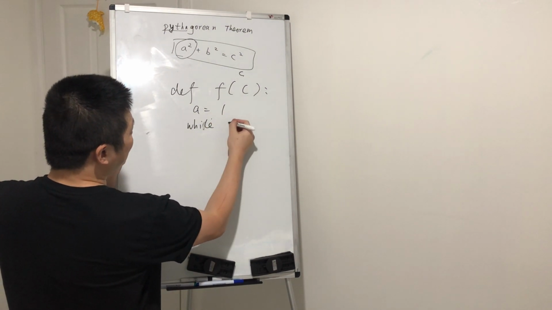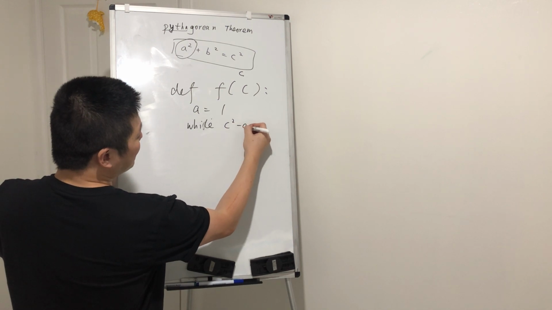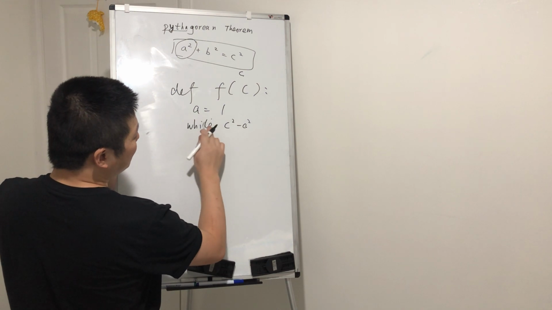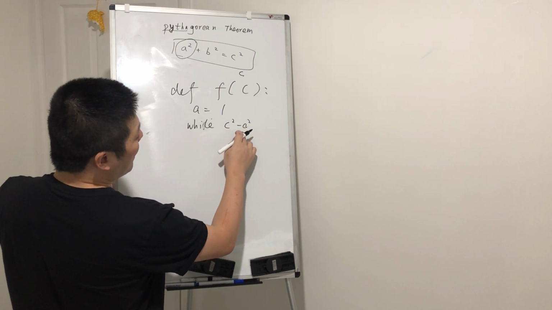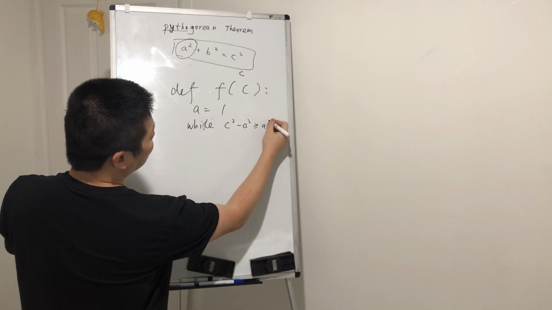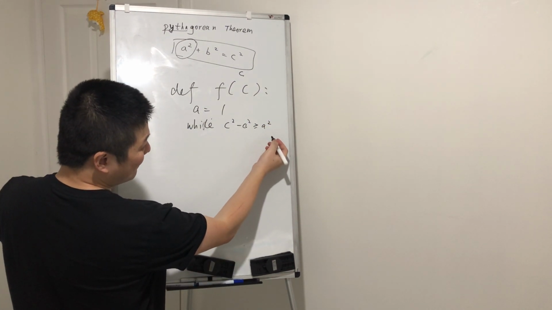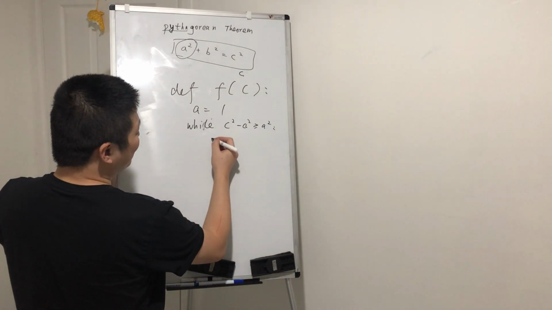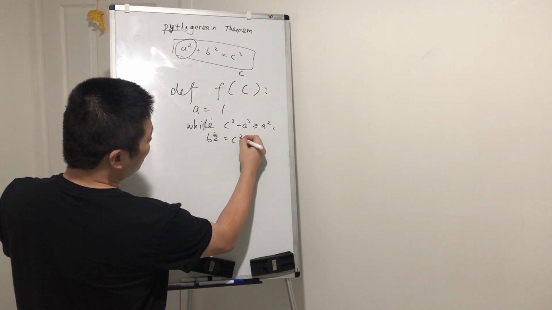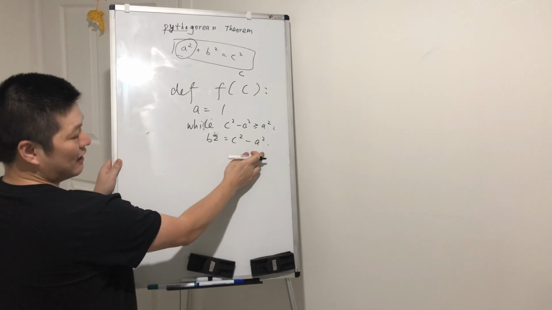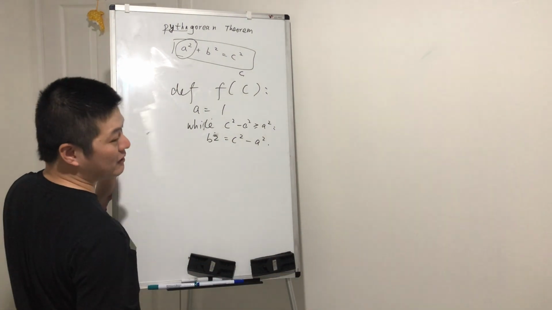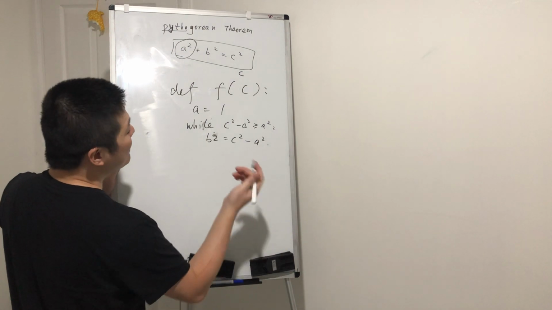We just know C squared minus A squared is B squared, right? If C squared minus A squared is also bigger or equal to A squared, right? Then we need B squared, B2, let's say B2 equals C squared minus A squared. Then how can we check if B is a perfect square number? Remember we used the binary search, but we can use the built-in square root function.